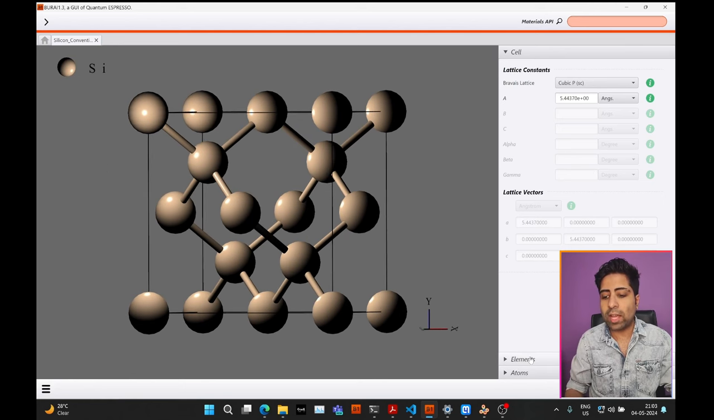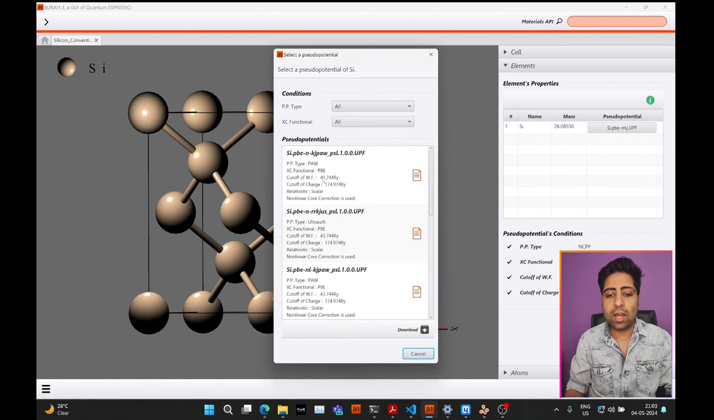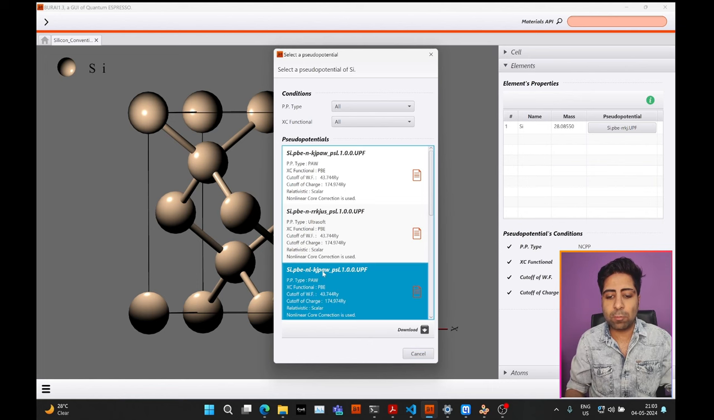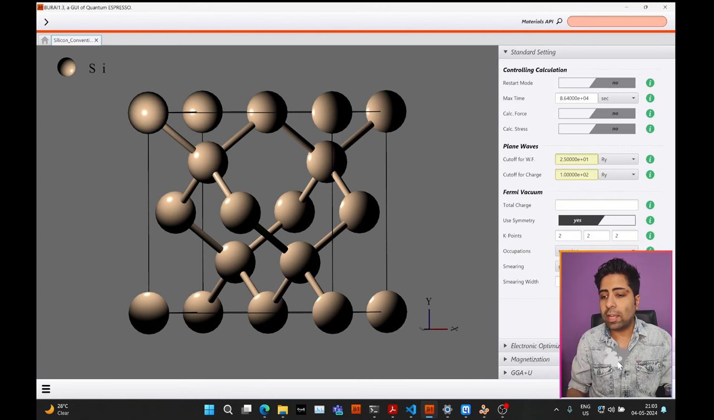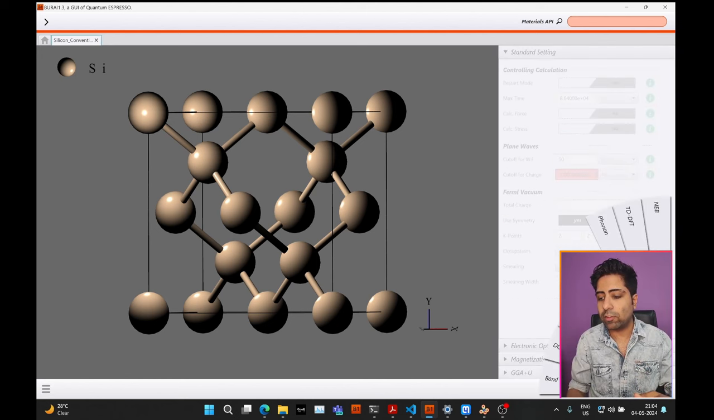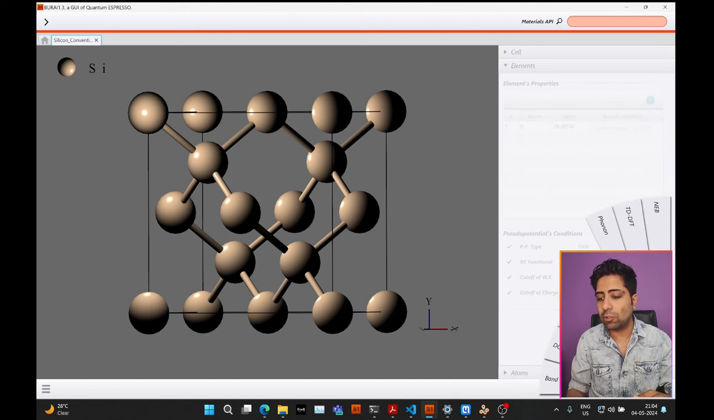Now what I will do is I will go to this elements tab and select a different pseudopotential, that is a PAW type of pseudopotential for this tutorial. Now you can choose any other pseudopotential that you might prefer, but I prefer this PAW pseudopotential. And then I will go to the SCF tab, and here I will use a sufficiently high value of cutoff for wave function, that is around 50 Rydbergs. The suggested cutoff for this particular pseudopotential, if you have a look over here, is just 44 Rydbergs. So this should be good enough.